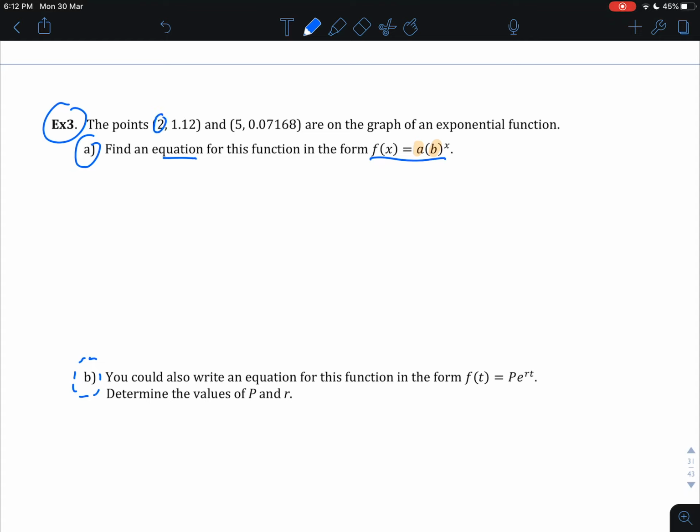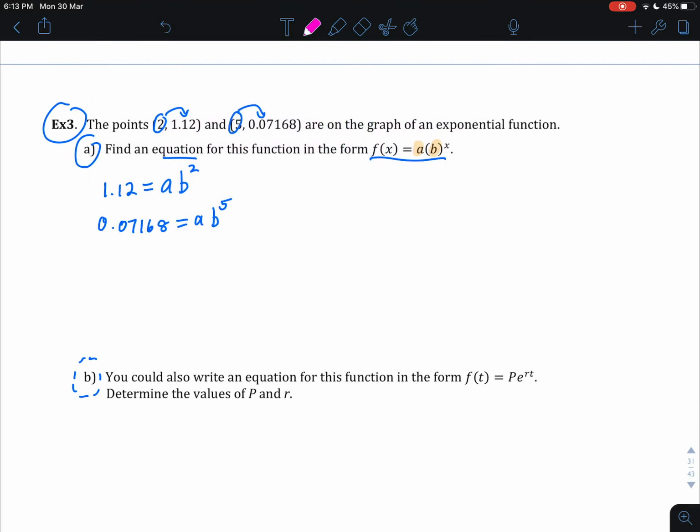And so we have the point when x equals 2, the function value is 1.12. So 1.12 is equal to a times b to the power of x, which in this case is ab squared. The second one, when x is equal to 5, here is our function value, and so we have 0.07168 equals a times b to the power of 5.